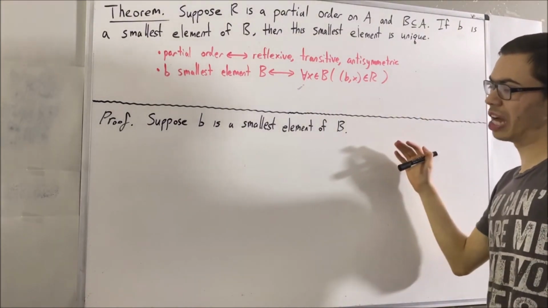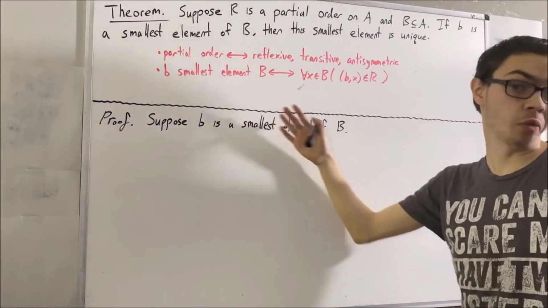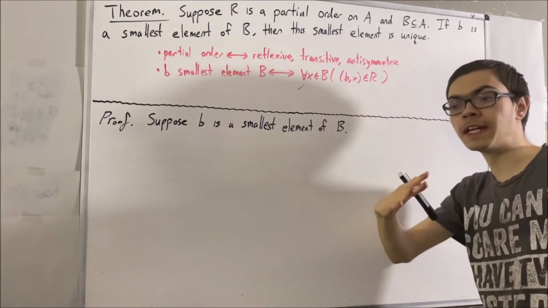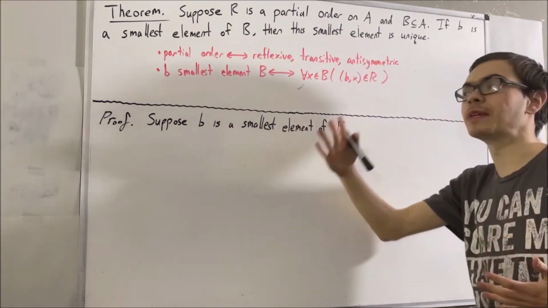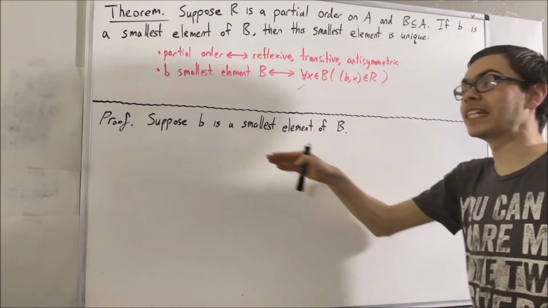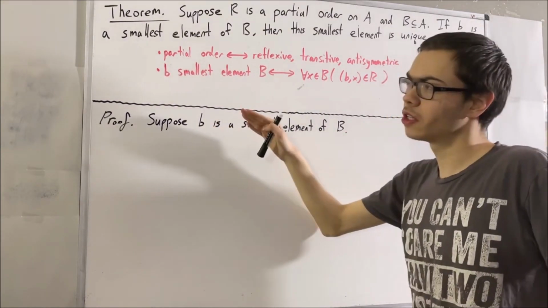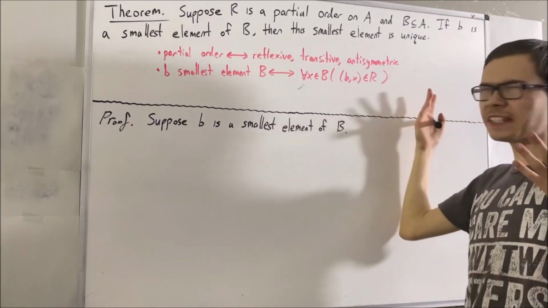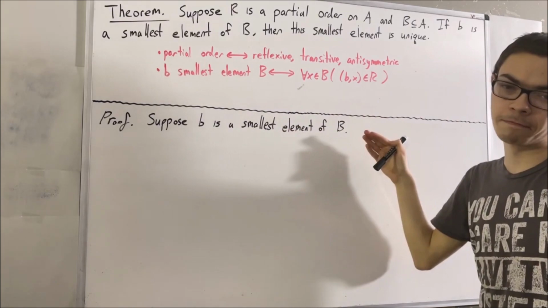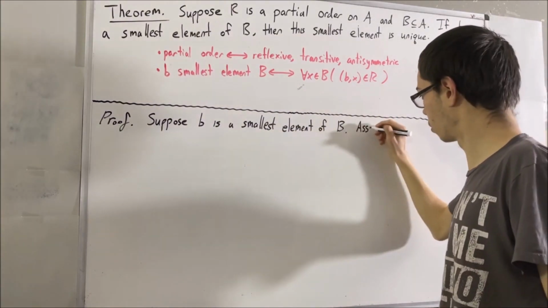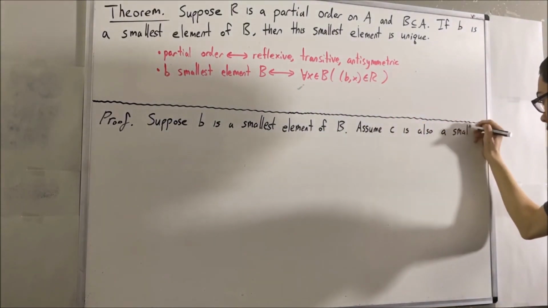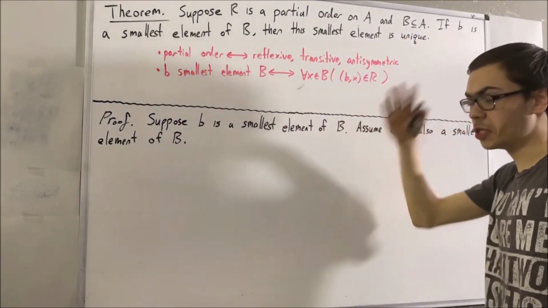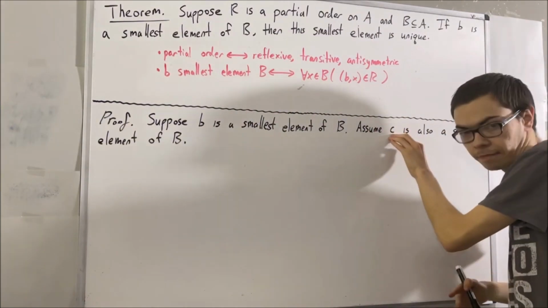Okay, so how can we prove that little b is the only smallest element of B? What we're going to do is prove that every smallest element of B is equal to little b. So we're trying to prove a statement about every smallest element of B, so give me an arbitrary smallest element of B. I'll call it little c. And now we want to deduce that b is equal to c.